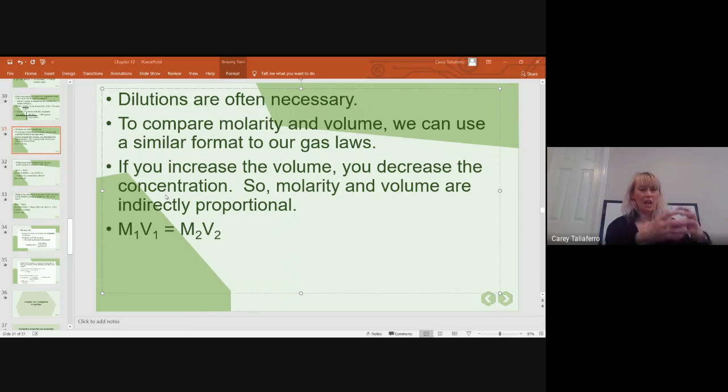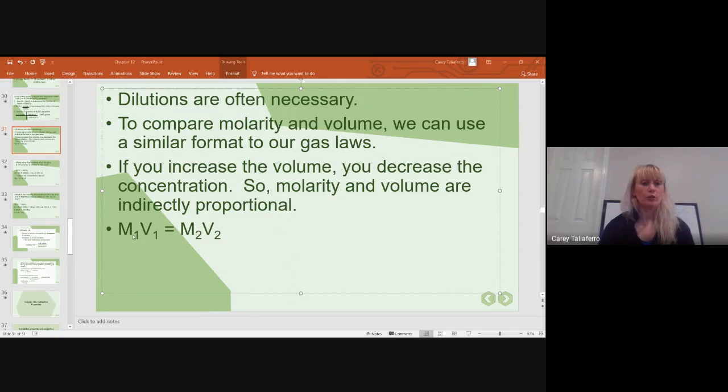So if in my container I have a 6 molar solution of hydrochloric acid, and I add water to that, I'm diluting it. I'm increasing the volume, but I'm just adding water. I'm not adding HCl. So I'm actually diluting the amount of HCl in comparison to my entire volume. So the idea there is molarity and volume are inversely proportional.